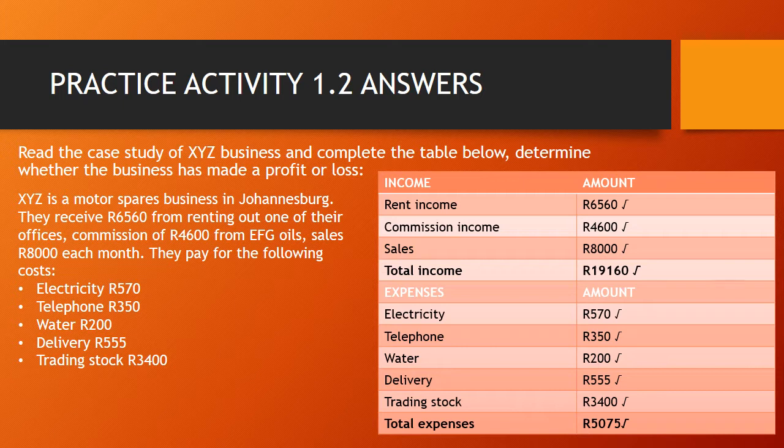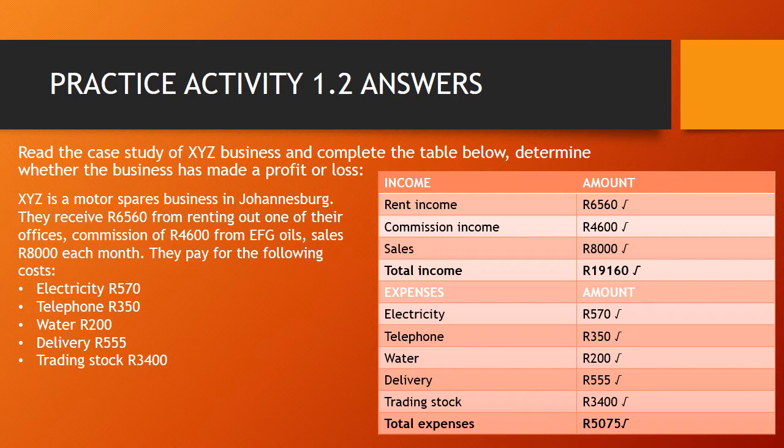Once we are done with income, we move to expenses. Expenses are the following: electricity, 570, 1 mark. Telephone, 350, another mark. Water, 200 rand, a mark. Delivery, 555 rand, another mark. And lastly, our trading stock, which is 3,400, which is another mark.